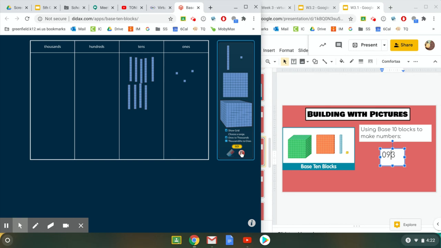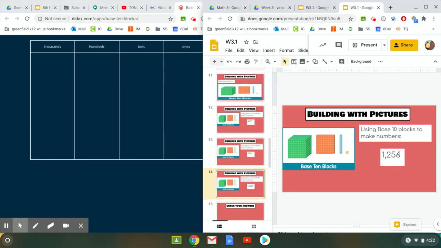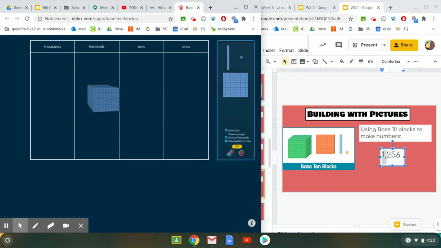All right, the last one we're going to do is this number, 1,256. This one has a number in the thousands place value. So when we're doing our drawing, we need to put a 1,000 block in the 1,000 place value. This is just a 3D block, so do your best for drawing. All right, so there's only one.